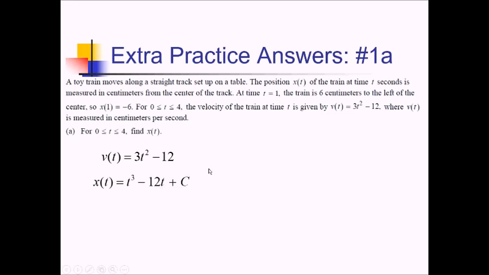And now they give us the initial value, x of 1 equals -6. So I can say -6 for the x value over here, and then I'll plug in 1 for all the t values. On the right side, I've got 1 minus 12, which is -11. Adding that over here, we get a c value of 5. So then I can write x of t equals t cubed minus 12t plus 5.